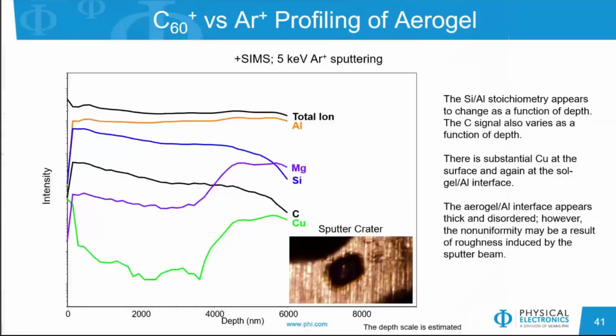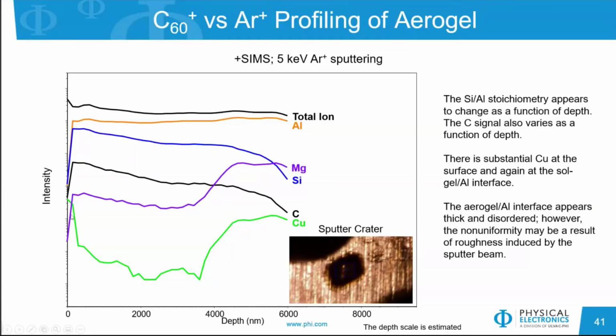In this example, we're going to be looking at profiling an aerogel with two different types of ion guns, a C60 and an argon. This is an aluminosilicate aerogel, so it should have a uniform stoichiometry between aluminum and silicon throughout this material. As we go through the 6 microns of the aerogel with argon here, you can see that the aluminum signal remains essentially flat, but silicon starts out high and then begins to degrade as you go to the interface, as well as carbon, and they should be uniform.